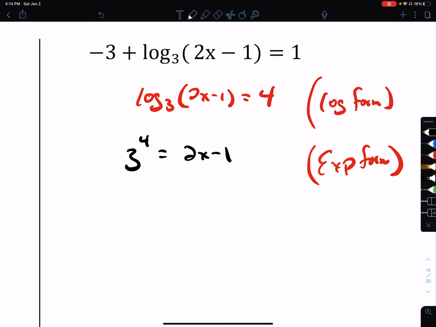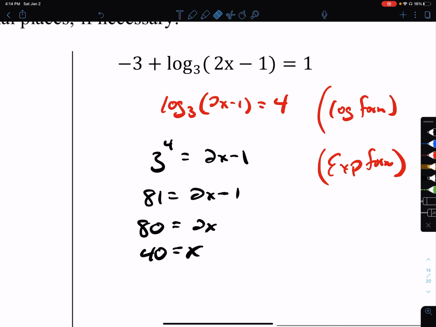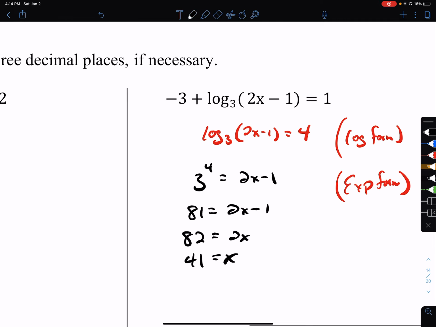3 to the 4th. 3 squared is 9. 9 times 9 is 81. If I subtract 1 from both sides and divide by 2, I get x is 40. No, take that back. If I add 1 to both sides, I get 82. If I divide by 2, I get 41. Let's make sure this doesn't break any rules. Here we would get x has to be bigger than a half. 41 is bigger than a half, so this works.